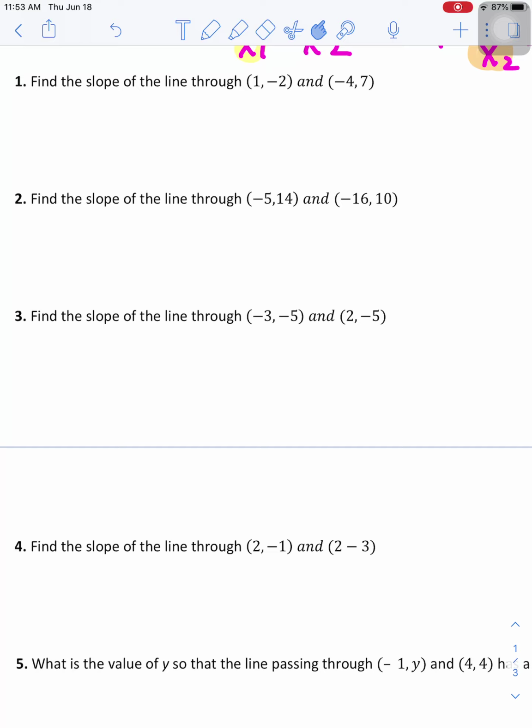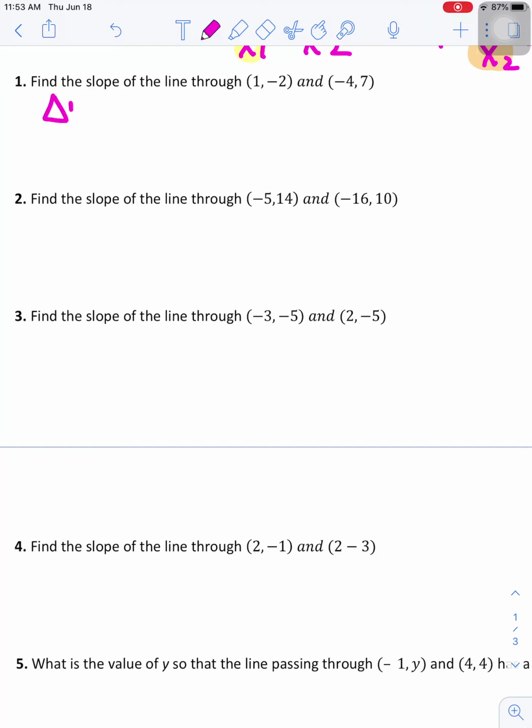All right, so our first problem, if you copy it down in your notebook, asks us to find the slope of the line that goes through the points 1, -2, and -4, 7. So we're going to subtract our y's. It's the change in y over the change in x. That little triangle I put means delta. It's a Greek letter delta, and it means change in.